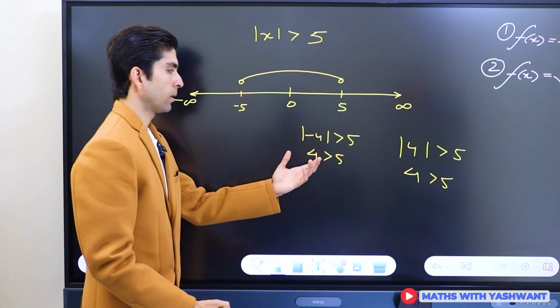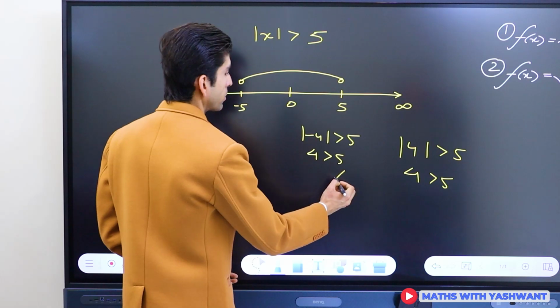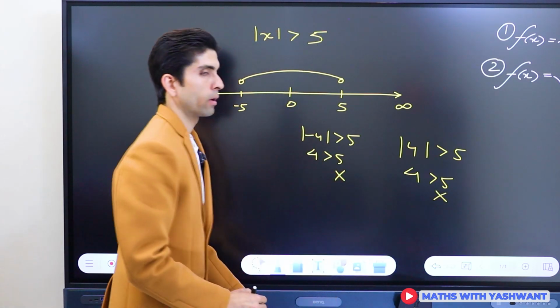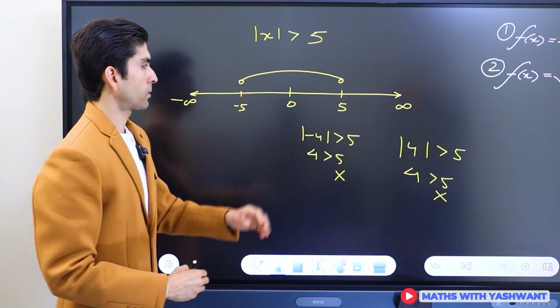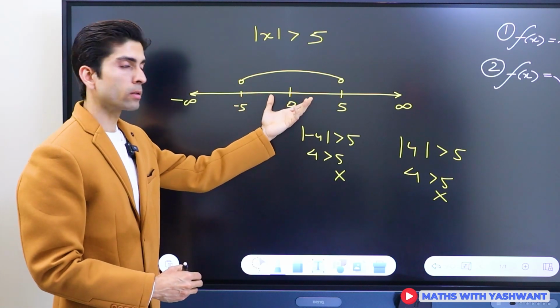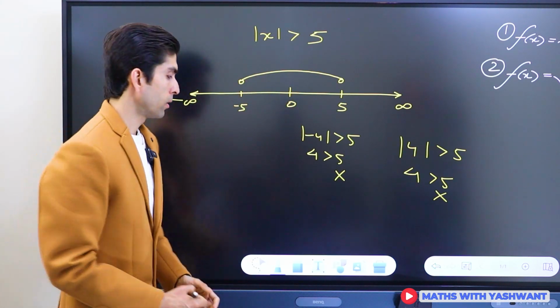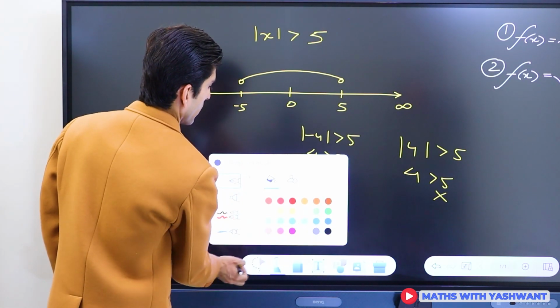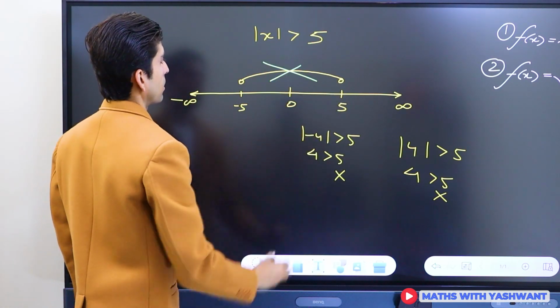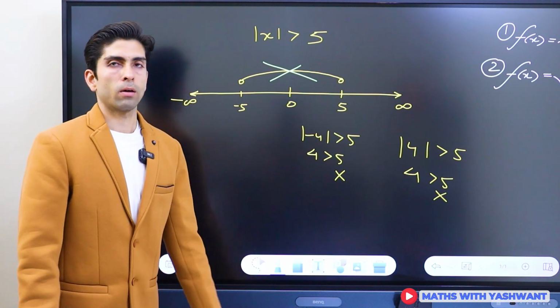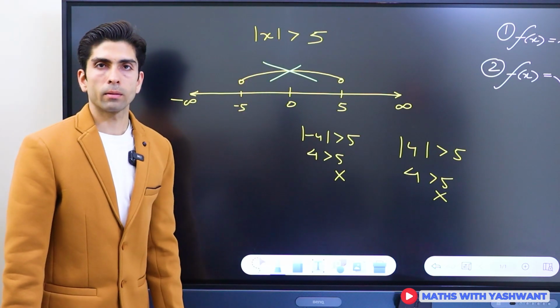You can see here both the inequalities are not satisfied. So this is wrong and this one is also wrong. What I mean to say here is if you take any value of x from this interval, negative 5 to positive 5, it will not satisfy the inequality. So we reject this interval as a solution. We cannot take this interval for our inequality.